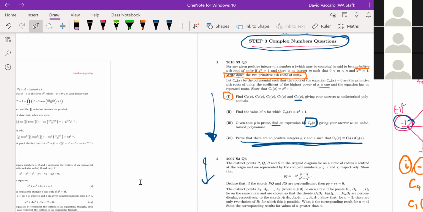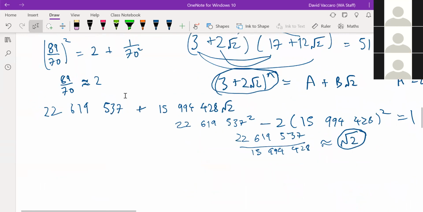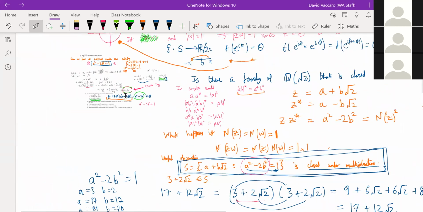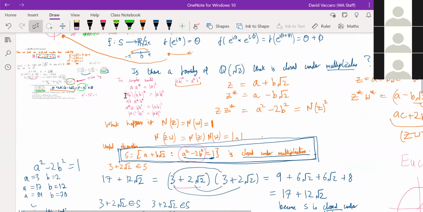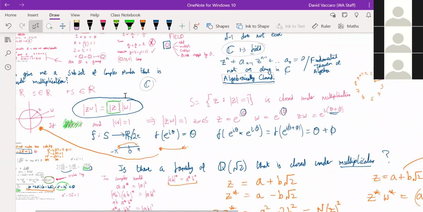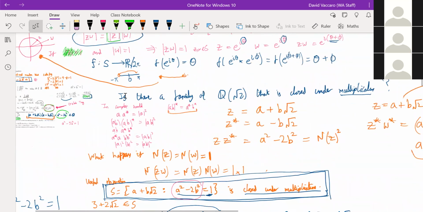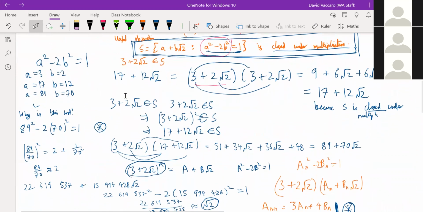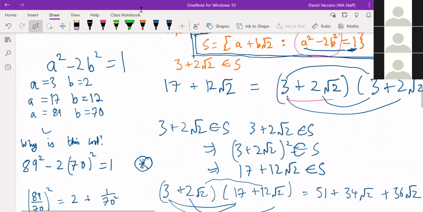I just had a look at the chat. Just going back to the stuff about Pell's equation, people said they weren't sure where 3 plus 2 root 2 comes from. Oh yeah, sorry. So the 3 plus 2 root 2, where did that come from? Well, that just came from observation. If you stare at this long enough, then you can see that 3 and 2 work.